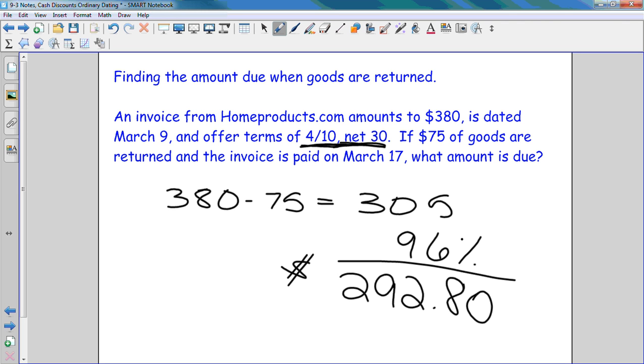If you're curious about how I got 96, you just take 100 and you subtract. That's your complement. I used the complement method. Any questions?